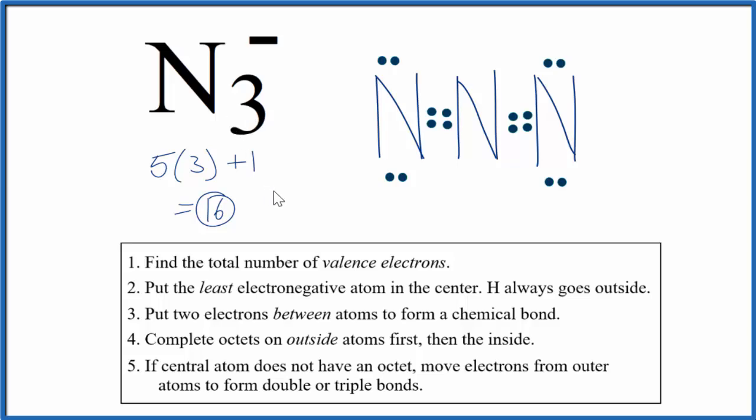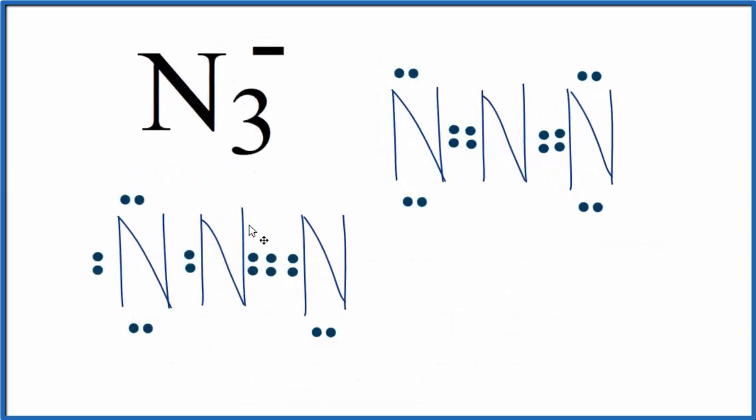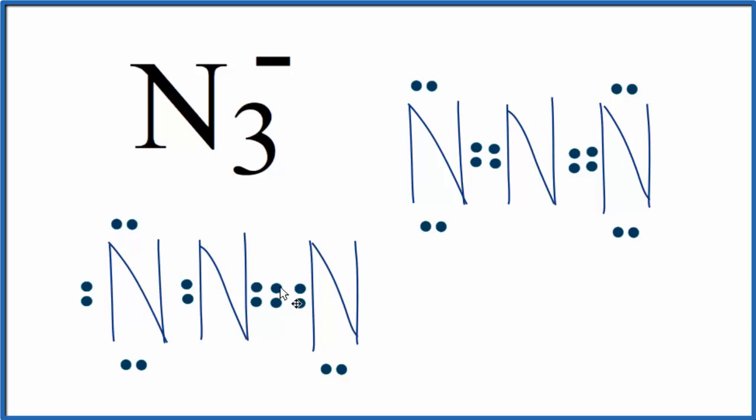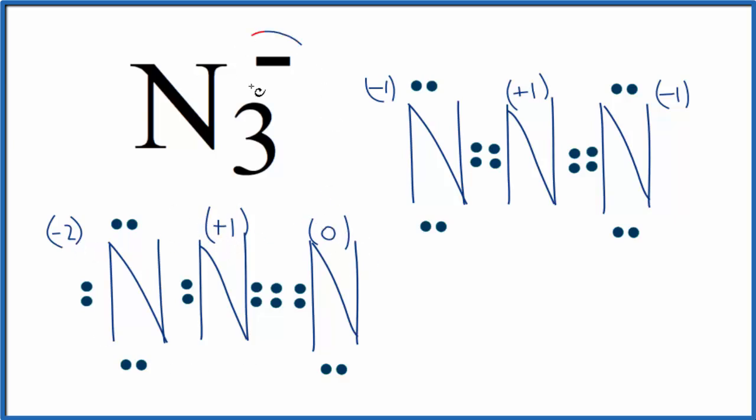There is another way we could draw this though. Instead of 2 double bonds, we could put a triple bond. This nitrogen has 8, this has 8, and this is 8. So it's a valid Lewis structure. But if we look at the formal charges, we'd see that we have a -2, a +1, and then a 0. All this adds up to the charge on the ion. Here we have -1, +1, -1, so we have a total of -1 charge on the ion.